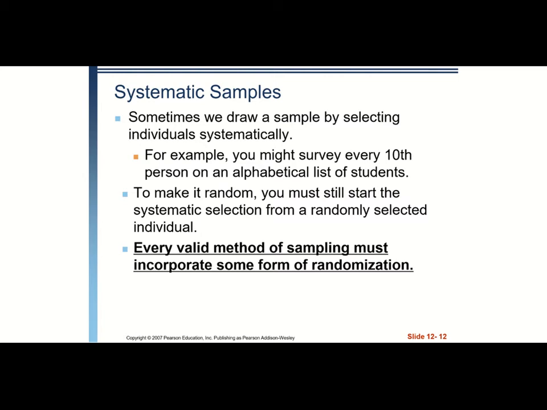school in the morning. The key thing to remember is that we always have to have some kind of randomization. So the randomization for a systematic sample would be which student that you start with. For example, we would say we randomly select the number 3, we start with the third person, and then we select every 10th person on the list. Or we randomly select the number 12, we start with the 12th person, and then we select every 25th after that 12th person as they enter the school. Every valid method of sampling must incorporate some form of randomization, right? That's what protects us from biases.